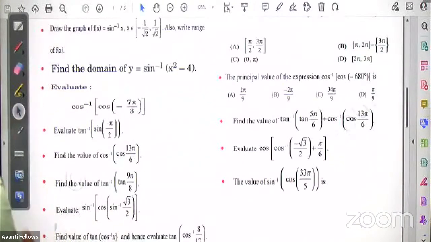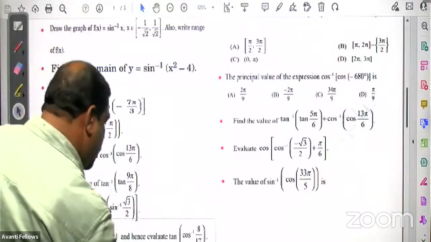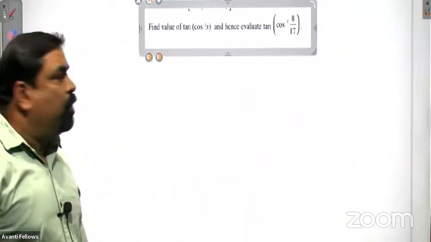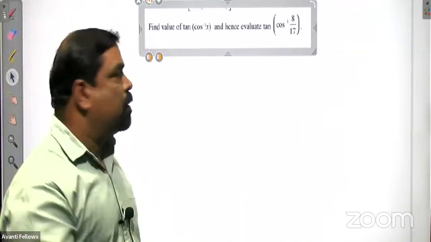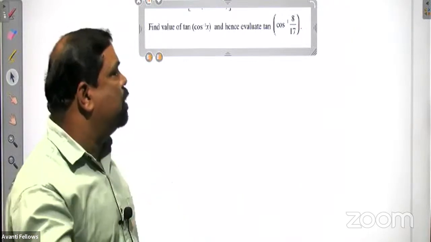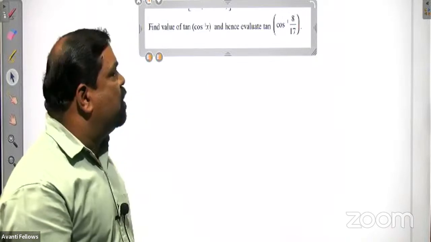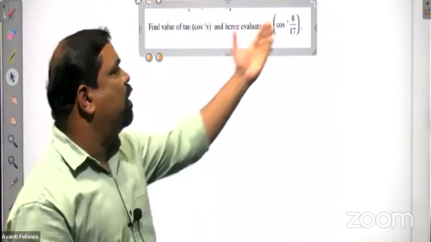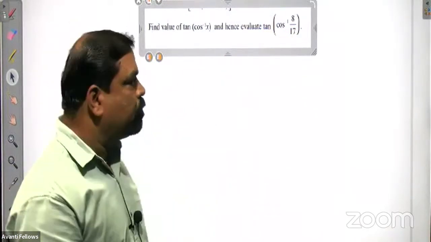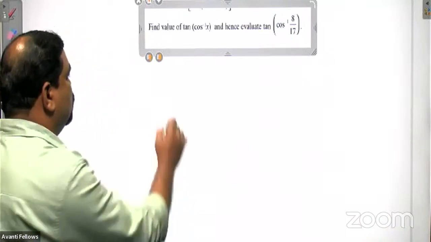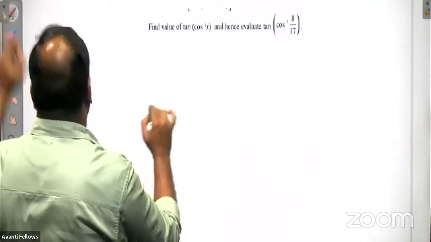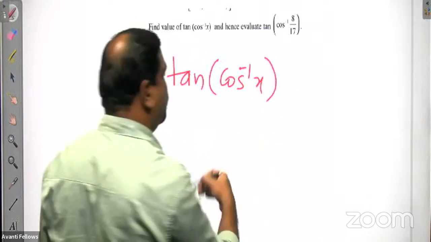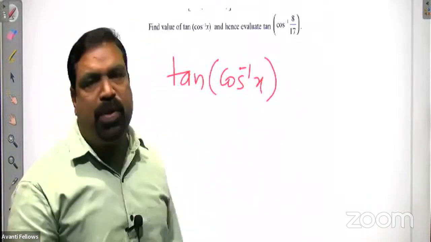Okay, let us take this question. Find the value of tan of cos inverse x, and hence evaluate tan of cos inverse 8 by 17. So first you evaluate tan of cos inverse x. After that, we have to evaluate this particular value. So we need to calculate tan of cos inverse x.